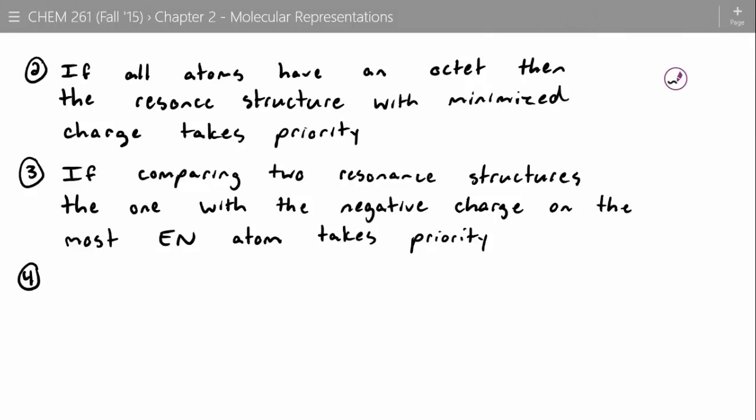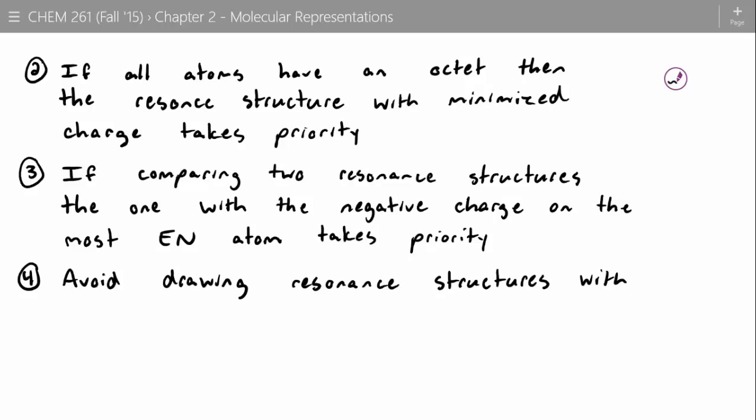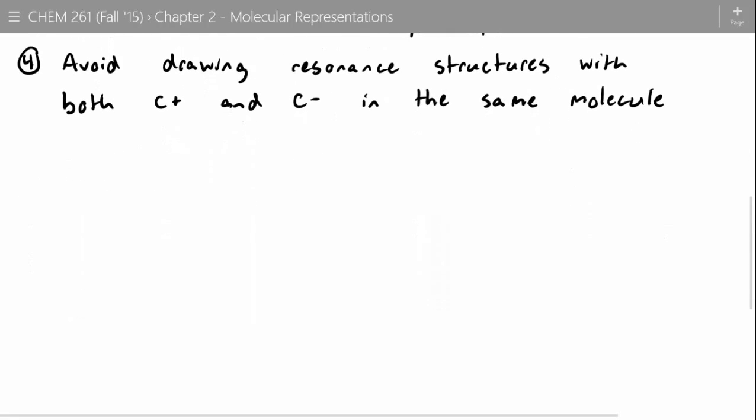The last one is avoid drawing molecules or resonance structures with both a carbon that's positive, so I'll write C+, and C- in the same molecule. These are very, very minor contributors.